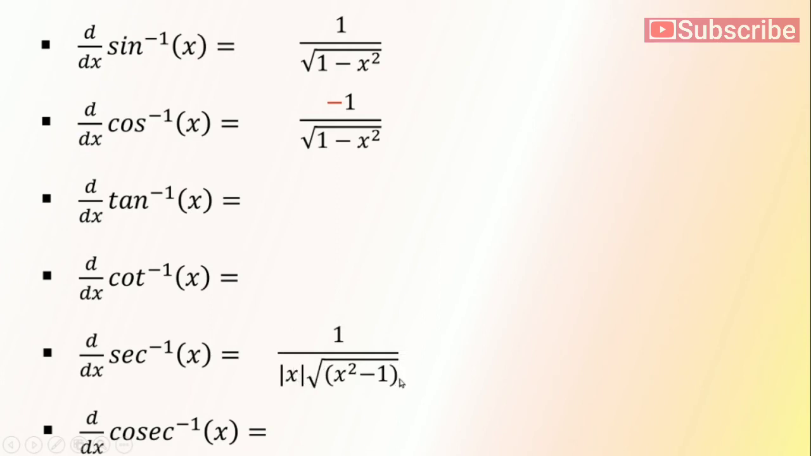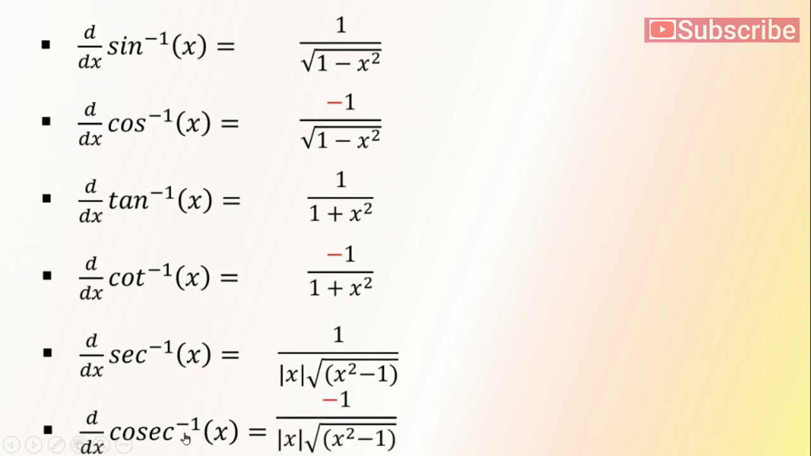1 by mod of x root over x square minus 1. Okay, I think you remembered this. And this is 1 by 1 plus x square. Here it is minus 1 by 1 plus x square. This is same, minus 1 by mod of x root over x square minus 1.